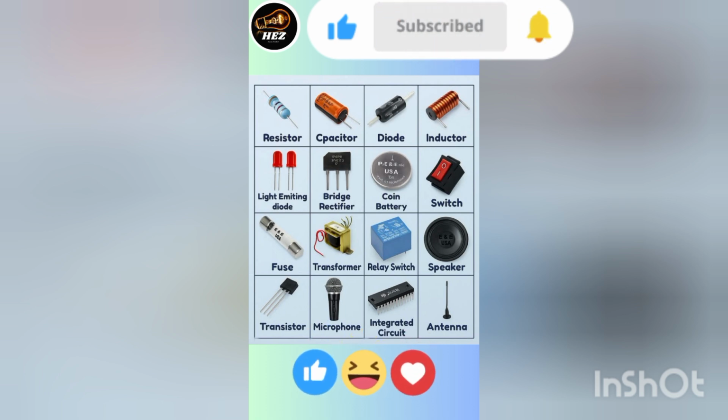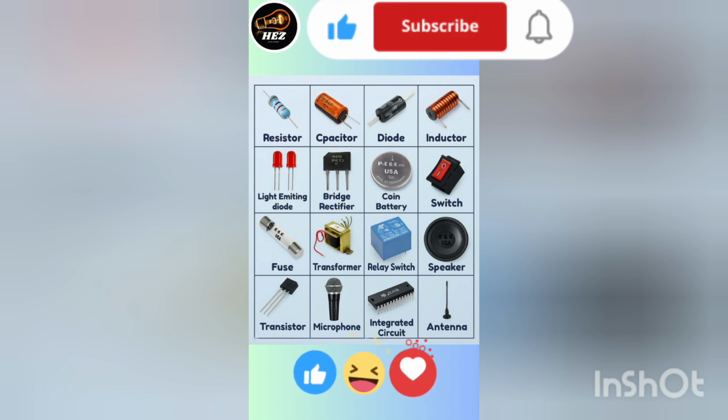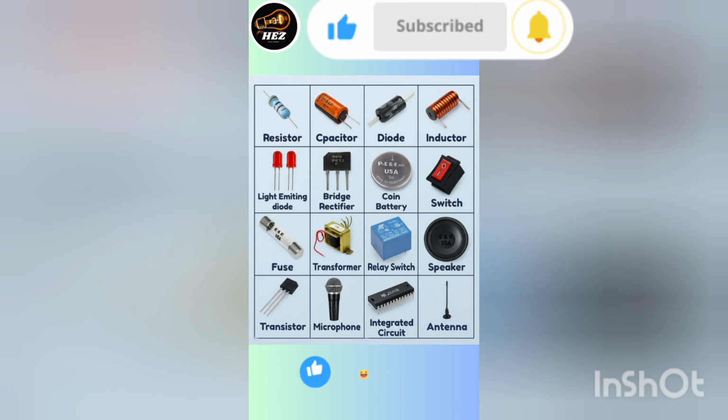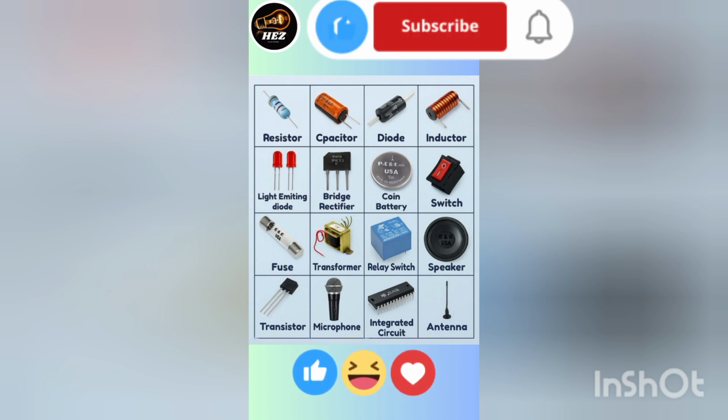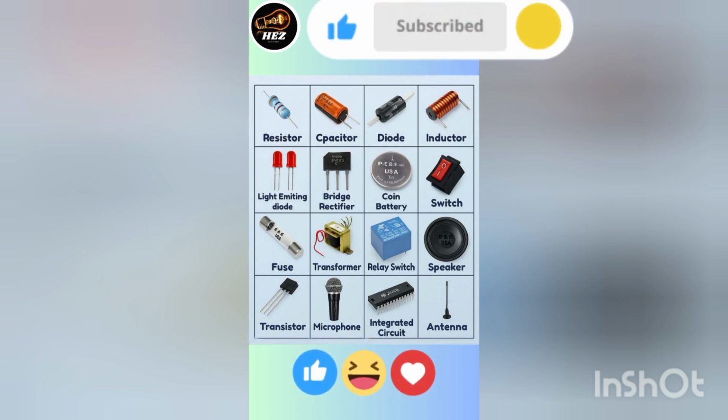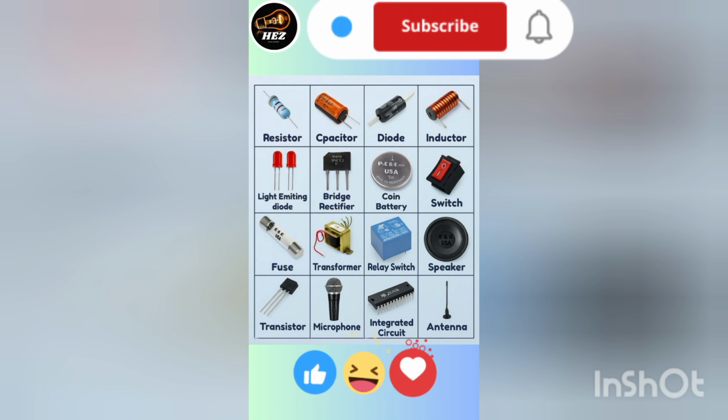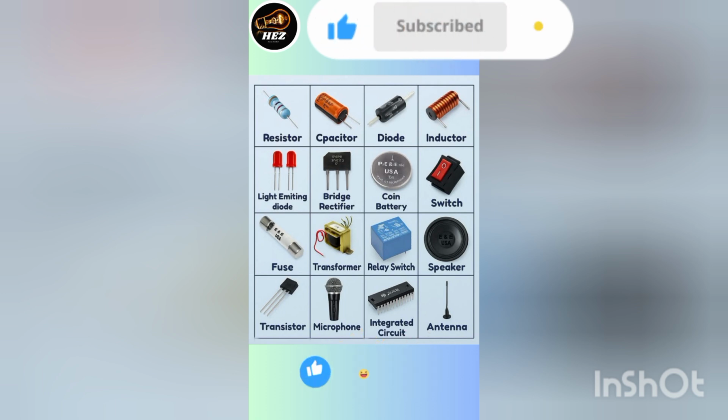We also have the LED, or light-emitting diode, which lights up when current flows. The bridge rectifier converts AC to DC. A coin battery provides compact power. The switch controls the on and off of circuits.